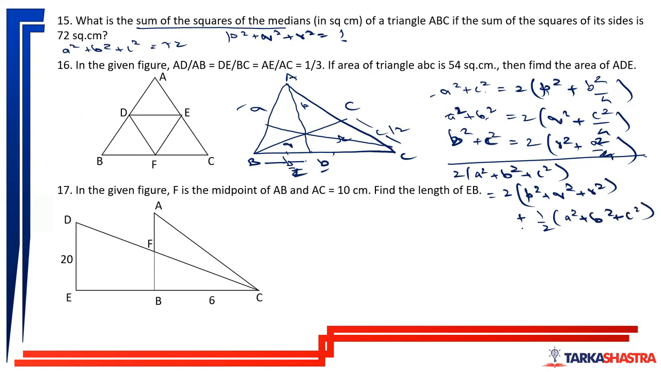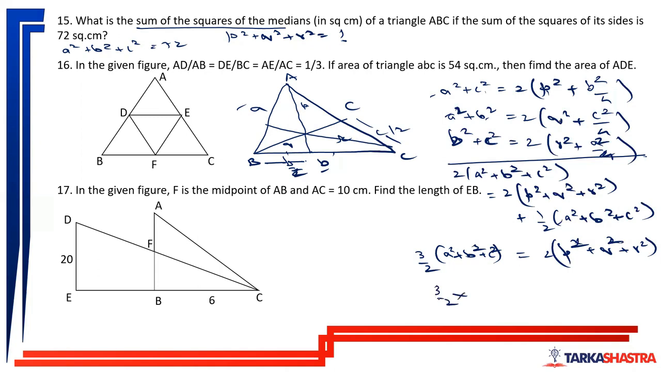If I take A square plus B square plus C square to this side, what I'll have is 2 into P square plus Q square plus R square. And on this side, A square plus B square plus C square will be common. Now this is 2 minus 1 by 2, that is 3 by 2.